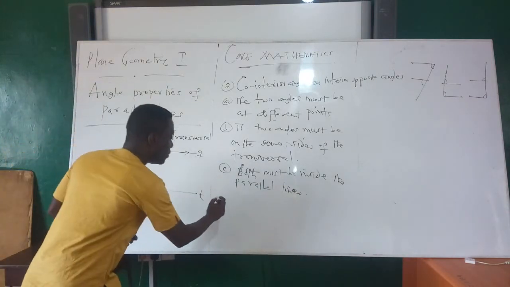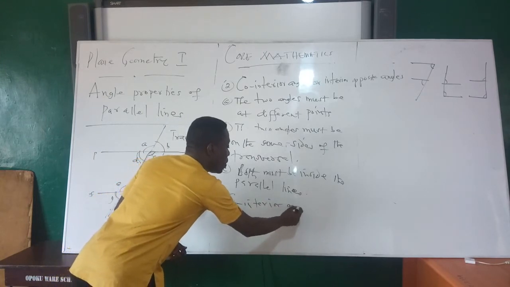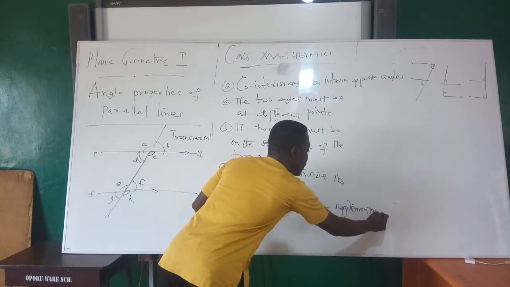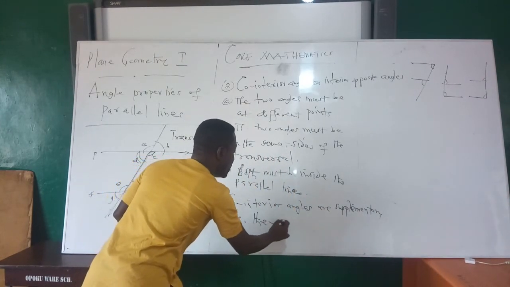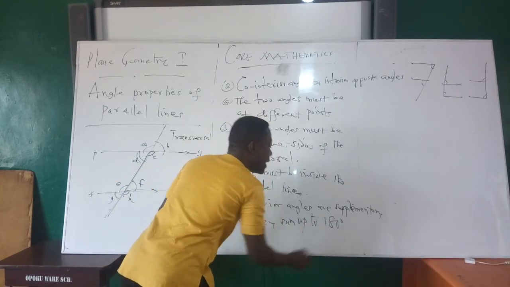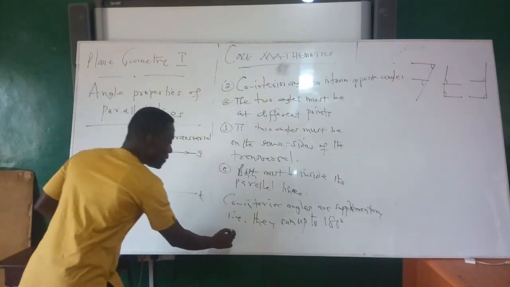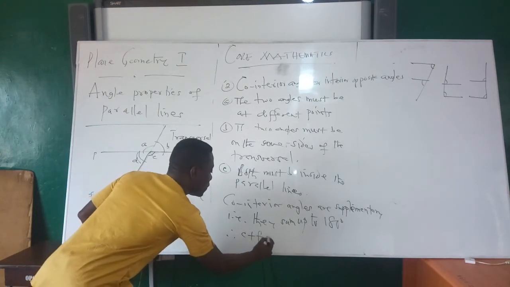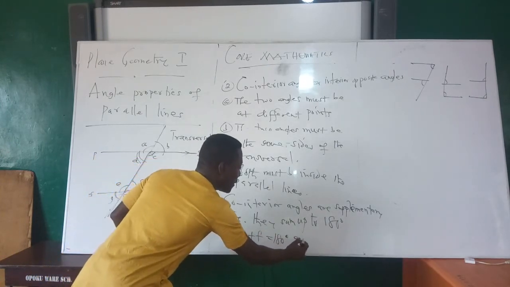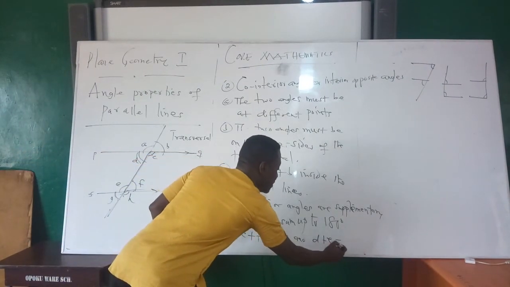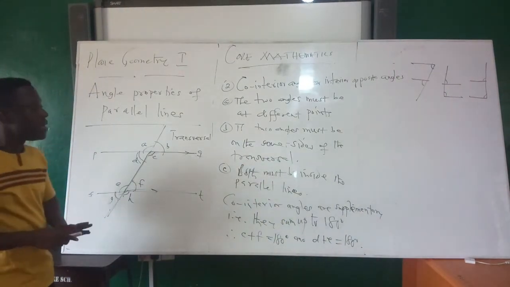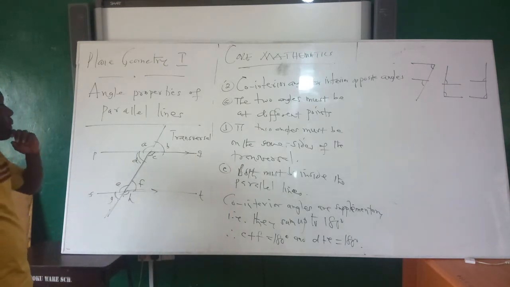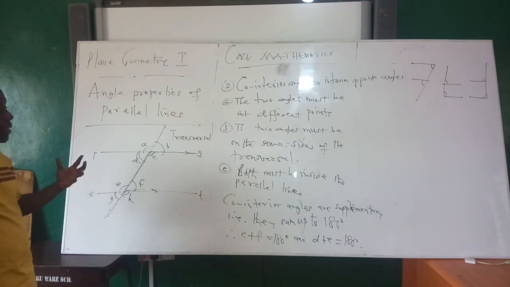Let me state it for you to put it down. Co-interior angles are supplementary. That is, they sum up to 180 degrees. And so from our setup, C plus F will give us 180 degrees, and D plus E will also give us 180 degrees.